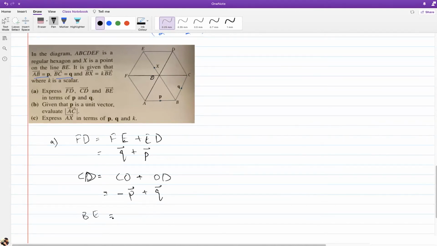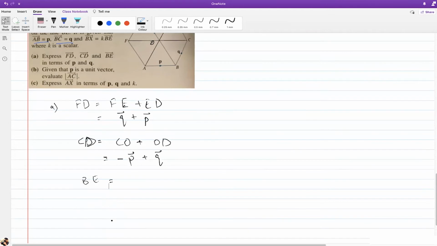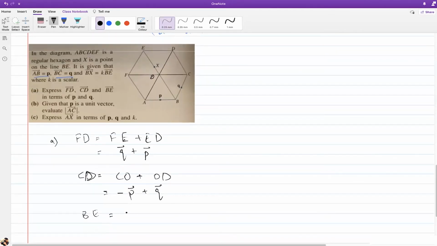Similarly for BE, how do we do that? BE is 2 times CD. I can see that, right? Going from B to E is just like going from C to D twice. Do you agree? Yes. So with that in mind, I can easily say that I have C to D, so it's going to be 2 into minus P plus Q. That's how I would know this.